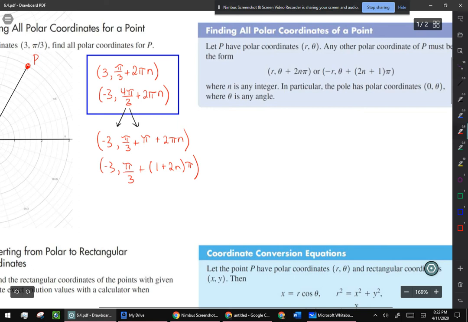So if I just wrote this in the same order that they did, here's your theta, here's your 2n plus 1 times pi, and this is the second answer. That's the equivalent of the second answer from the first set that we wrote.